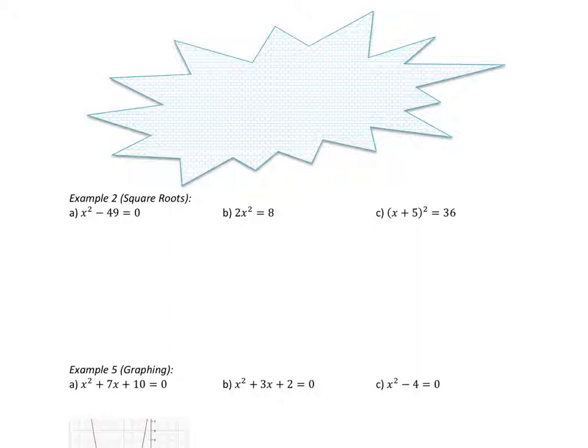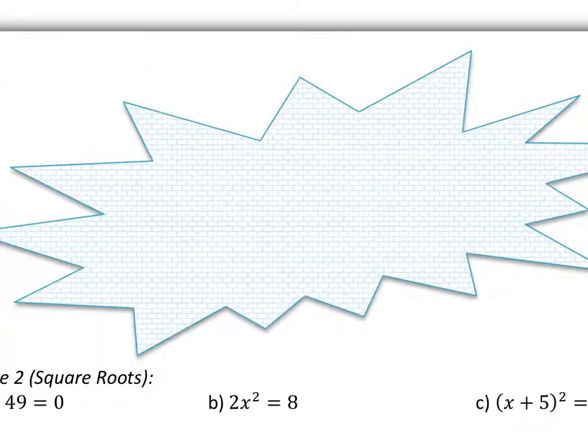All right, so the next part is that we're going to solve by square roots. We use this when everything is a perfect square. This doesn't always happen. It only happens sometimes, but when it does, it's awesome because we can solve it pretty quickly. The only trick is that you have to remember this.